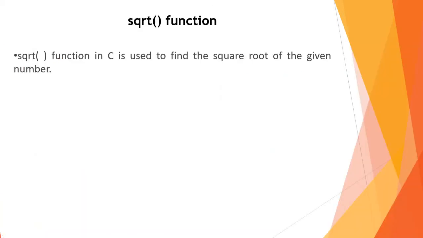The next one is the sqrt function. The sqrt function is the one which is used to find out the square root of a number. The syntax is double sqrt(double x). sqrt is the function name, double is the return type, and inside the brackets there is double x, which mentions the parameter that we are going to send to the sqrt function. Example, sqrt of 4.0, so the answer will be 2.0. The square root of 4 is 2.